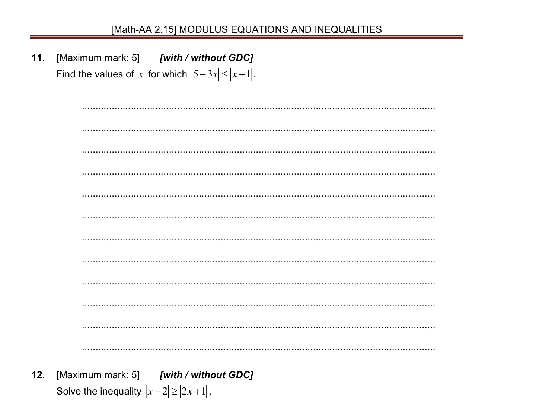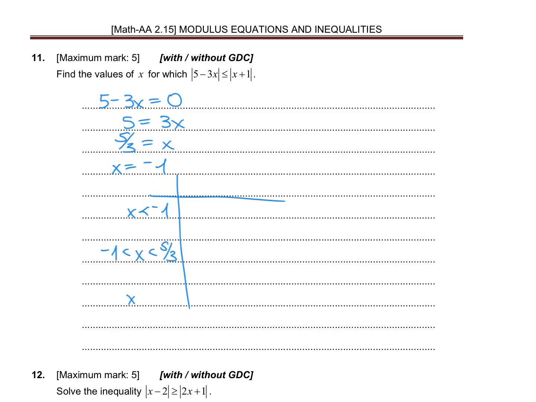Okay, so for this one, we want to find the zeros. So 5 − 3x = 0, so x is 5/3. And for the next one, it's x = −1. So we need to check in those intervals, okay? So we're going to have less than −1, in between −1 and 5/3, and after 5/3.